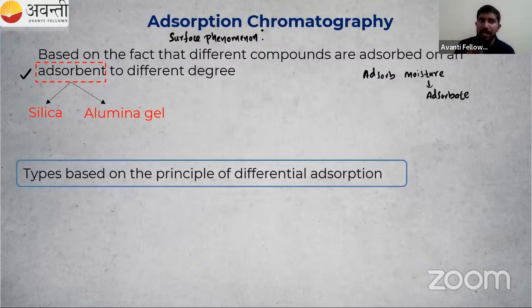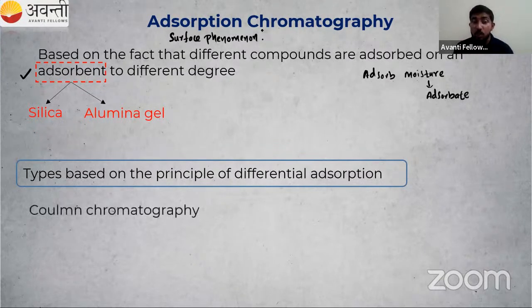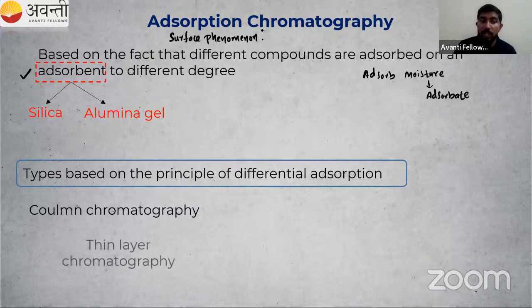So here the adsorbent is silica gel or alumina gel. Then our adsorption chromatography is divided into two categories. Which are the two categories we have studied? This is also a previous year question. The first one is column chromatography. What is the second one? That is thin layer chromatography, or TLC.